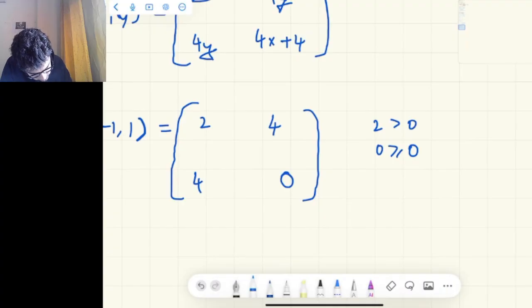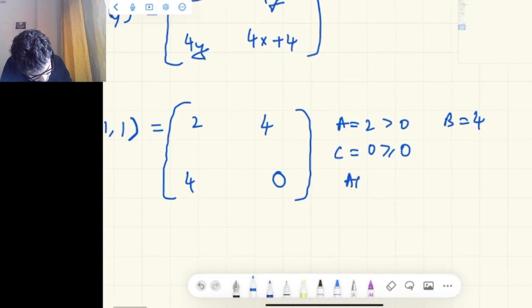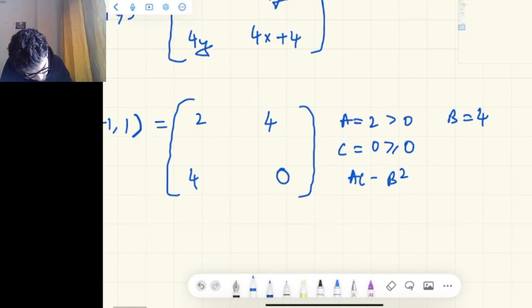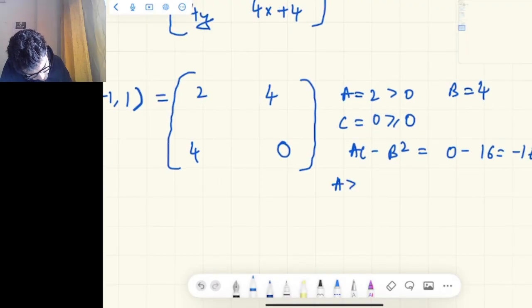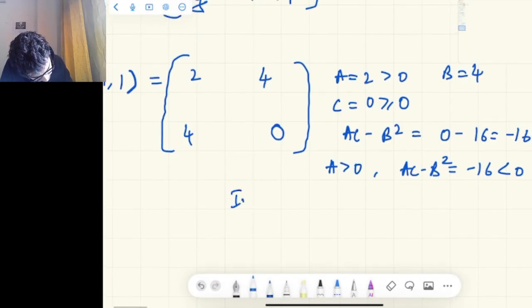My AC minus B square, so this is A and this is C, and my B is equal to 4. So the determinant of this matrix gives me AC minus B square. So 0 minus 16, which is minus 16. So my A is positive, but my AC minus B square is equal to negative 16, which is less than 0. So this is an indefinite matrix.